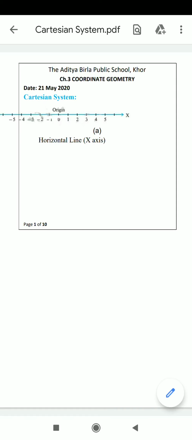Hello student, today we'll discuss more about coordinate geometry. As yesterday we discussed how to locate a point on a plane paper, how to describe the position of a table lamp on a table or the position of the wall clock on the wall.